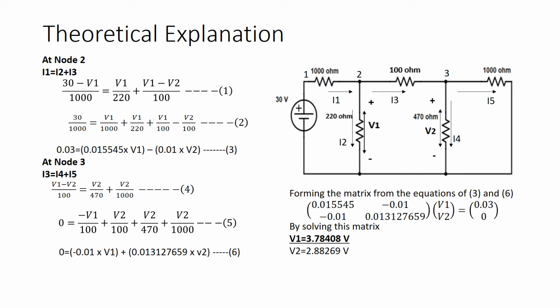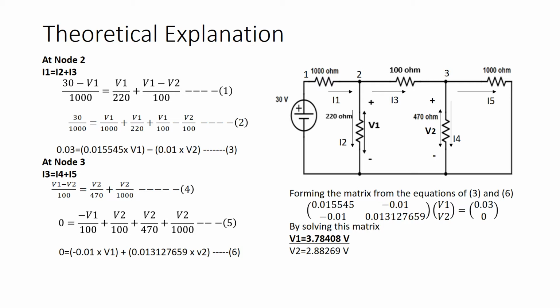In order to find the voltage across 220 ohm using the superposition principle, we are going to keep the 30 volt supply first, and we have shorted the other supply, the 20 volt. Here we have three nodes. At node 2 and node 3, we are going to write the KCL equation, that is I1 is equal to I2 plus I3. Using node voltages and resistors, we write that as (30 minus V1) by 1000 is equal to V1 by 220 plus (V1 minus V2) by 100.